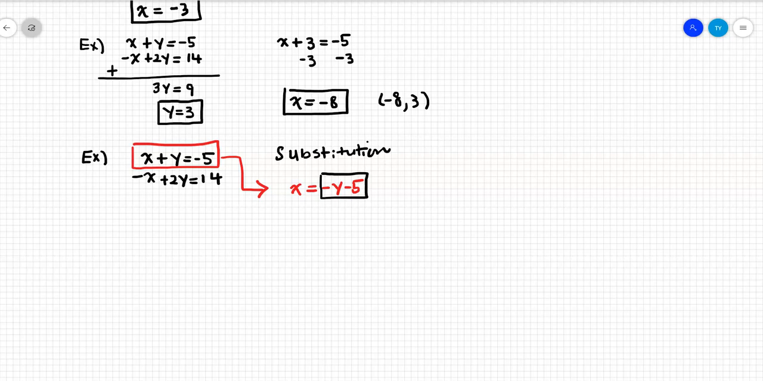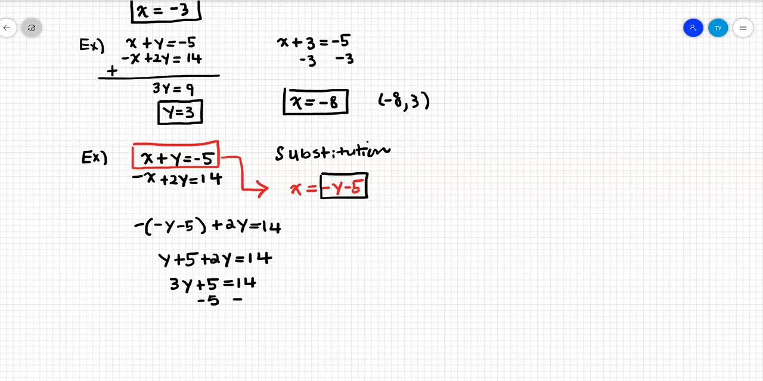So let's just plug that in there. So minus y minus 5 plus 2y equals 14. Now let's apply the minus here, so that you're going to get what? y plus 5 plus 2y equals 14. So y plus 2y, you get 3y plus 5 equals 14. Subtracting 5 from both sides, and then we get 3y equals 9, and y equals 3.